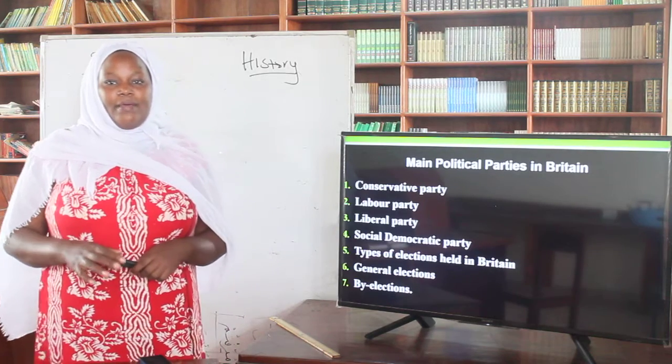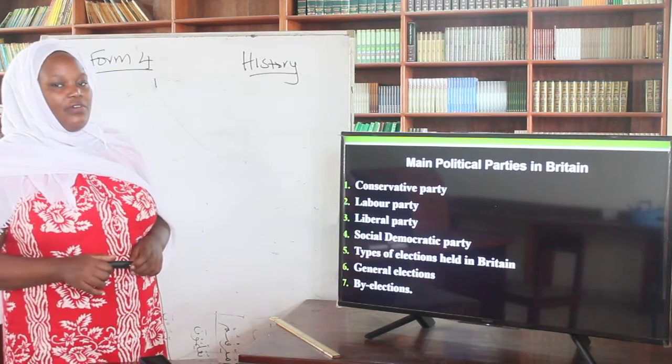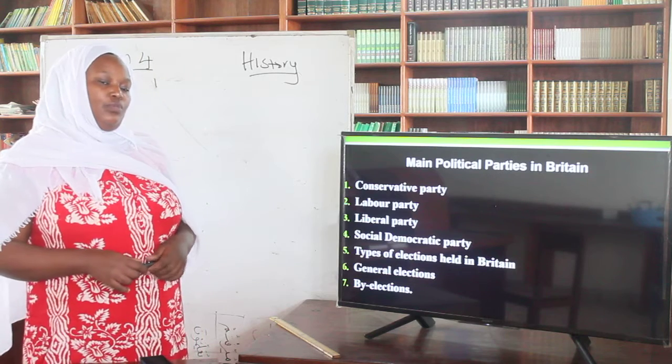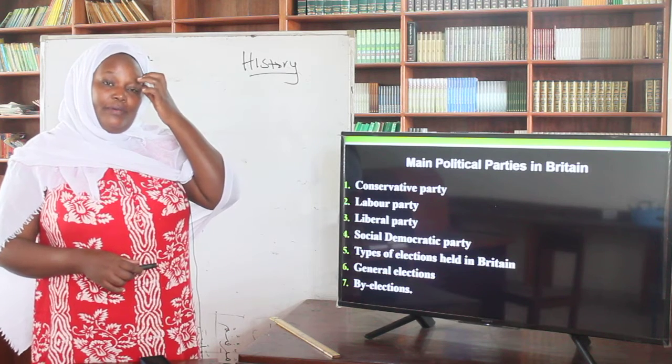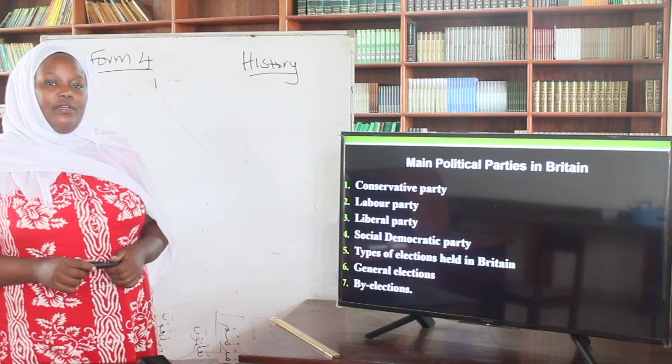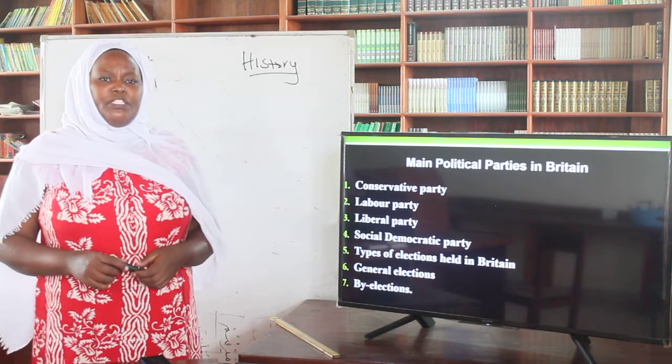So what are the main political parties that are found in Britain? Remember, in the USA, we say the key parties are two, the Republicans and the Democrats. But here in Britain, they have several political parties.